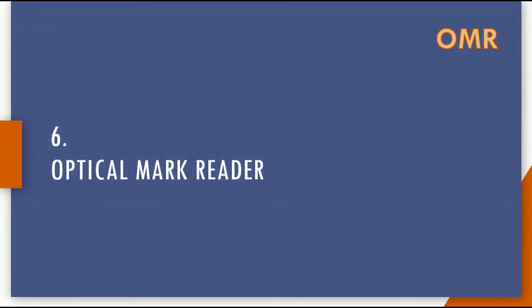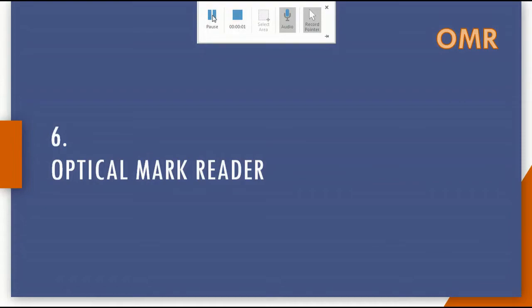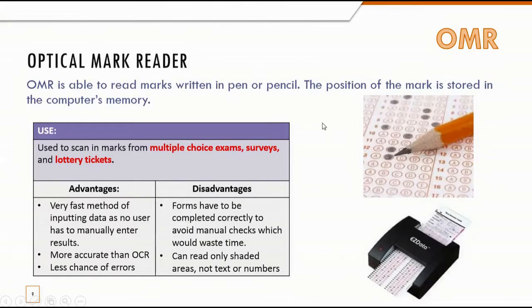The next reader we are going to study, its short form is OMR. OMR stands for Optical Mark Reader, and it reads optical marks. These are marks written with a pen or pencil, and the optical mark reader scans them from multiple choice exams, surveys, lottery tickets and so on.